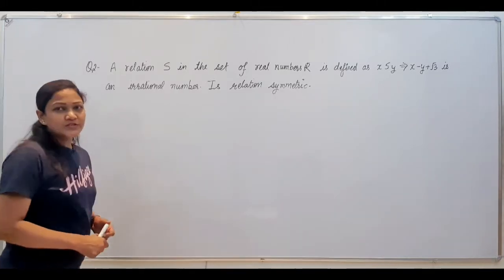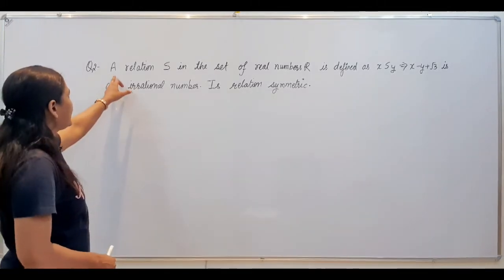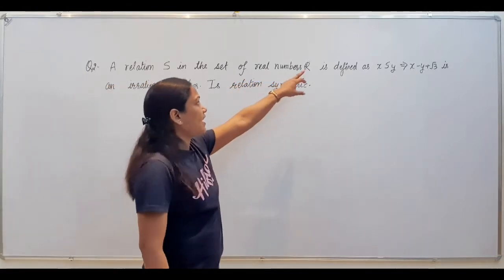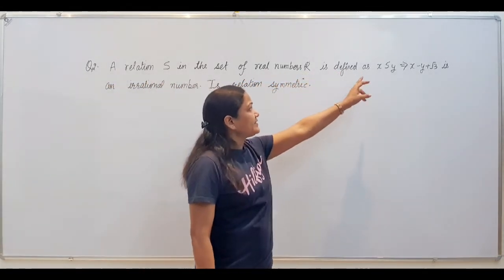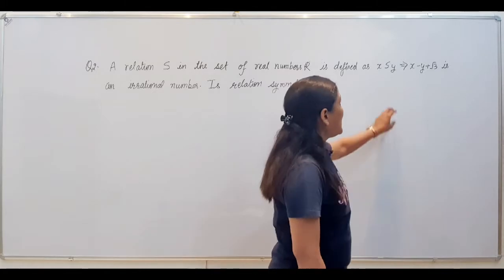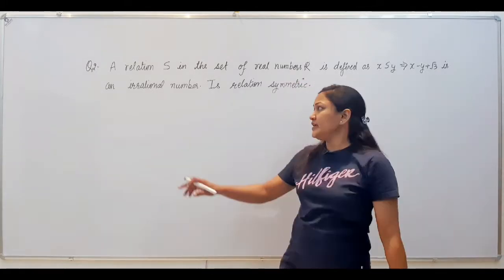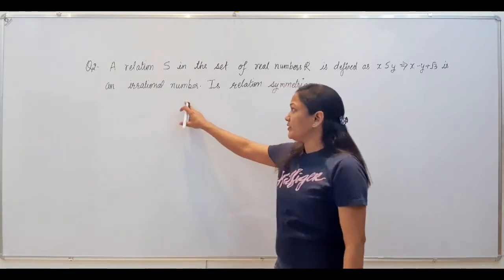What does the optional part of the second question say? A relation S in the set of real numbers R is defined as x is related to y when x minus y plus √3 is an irrational number.